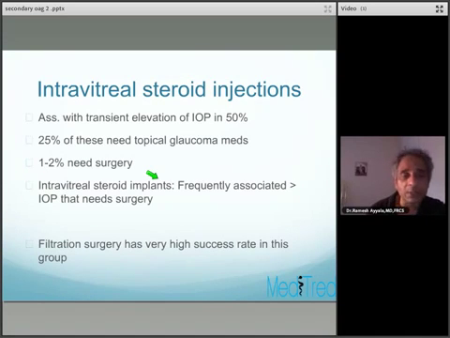Now, there are some long-acting steroid implants that people are inserting into the vitreous cavity, especially in patients with chronic unrelenting uveitis. These patients are frequently associated with elevated intraocular pressures and sustained glaucoma, so they may need surgical intervention to control the intraocular pressure. Almost 50% of the patients with the intravitreal steroid implants will need some kind of glaucoma surgery to control the resulting pressure. Remember, filtration surgery has a very high success rate in this group of patients following intravitreal steroid injections.